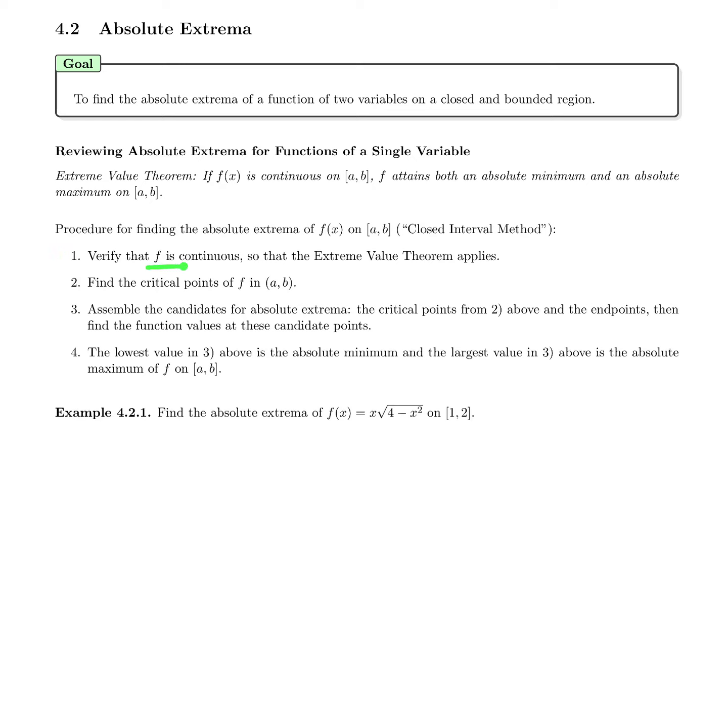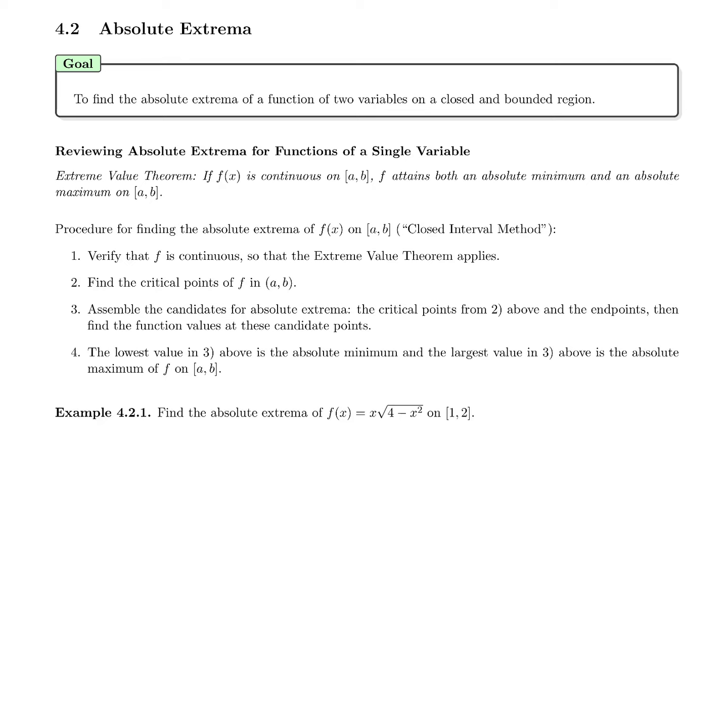First of all, you needed to verify that f was continuous so that the extreme value theorem applied. Next, you would have found the critical points of f inside the open interval (a, b). You would have assembled the candidates for absolute extrema. The candidates are the critical points from step 2 and the endpoints. And then you would have found the function values at these candidate points. The lowest value in step 3 is the absolute minimum, and the largest value in step 3 is the absolute maximum of f in the closed interval.